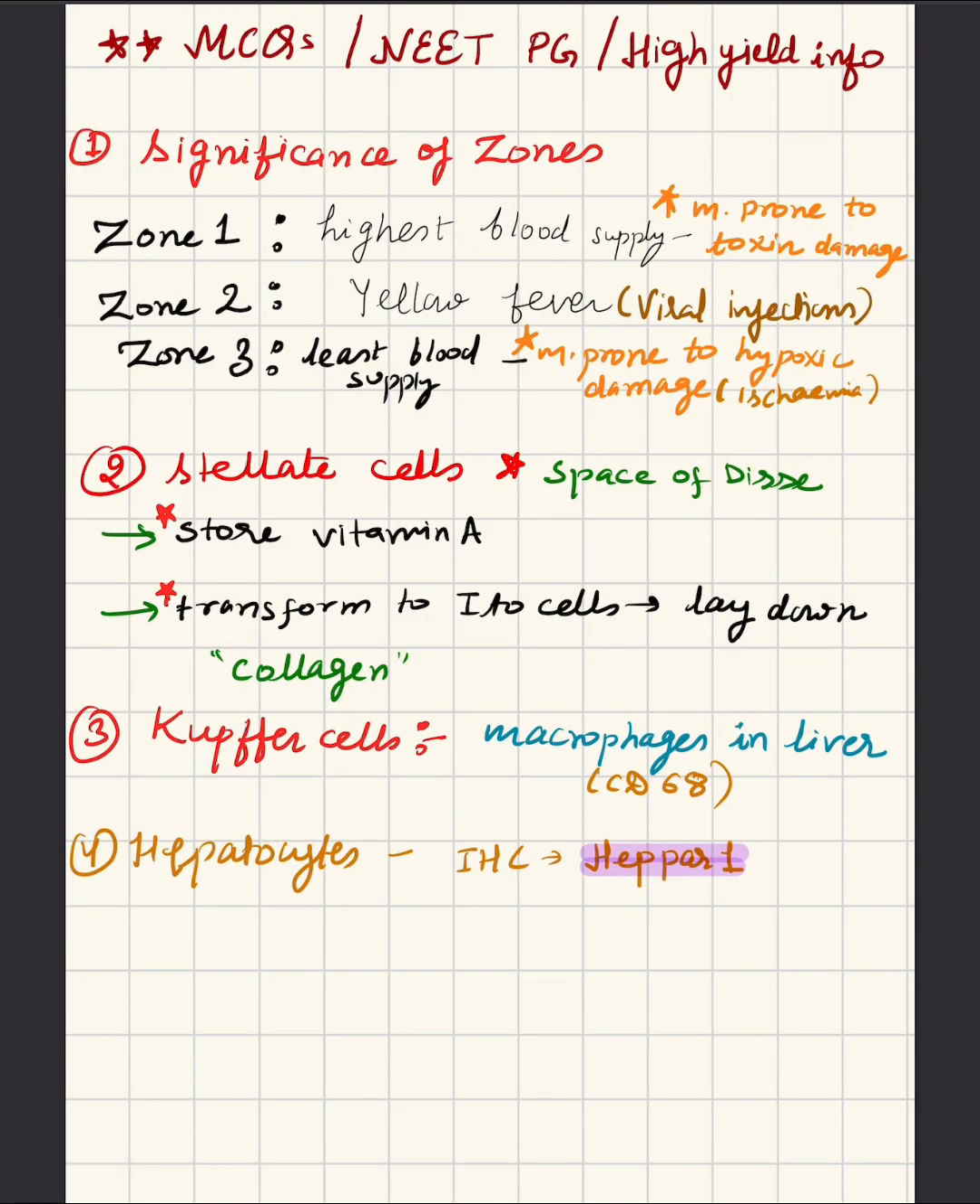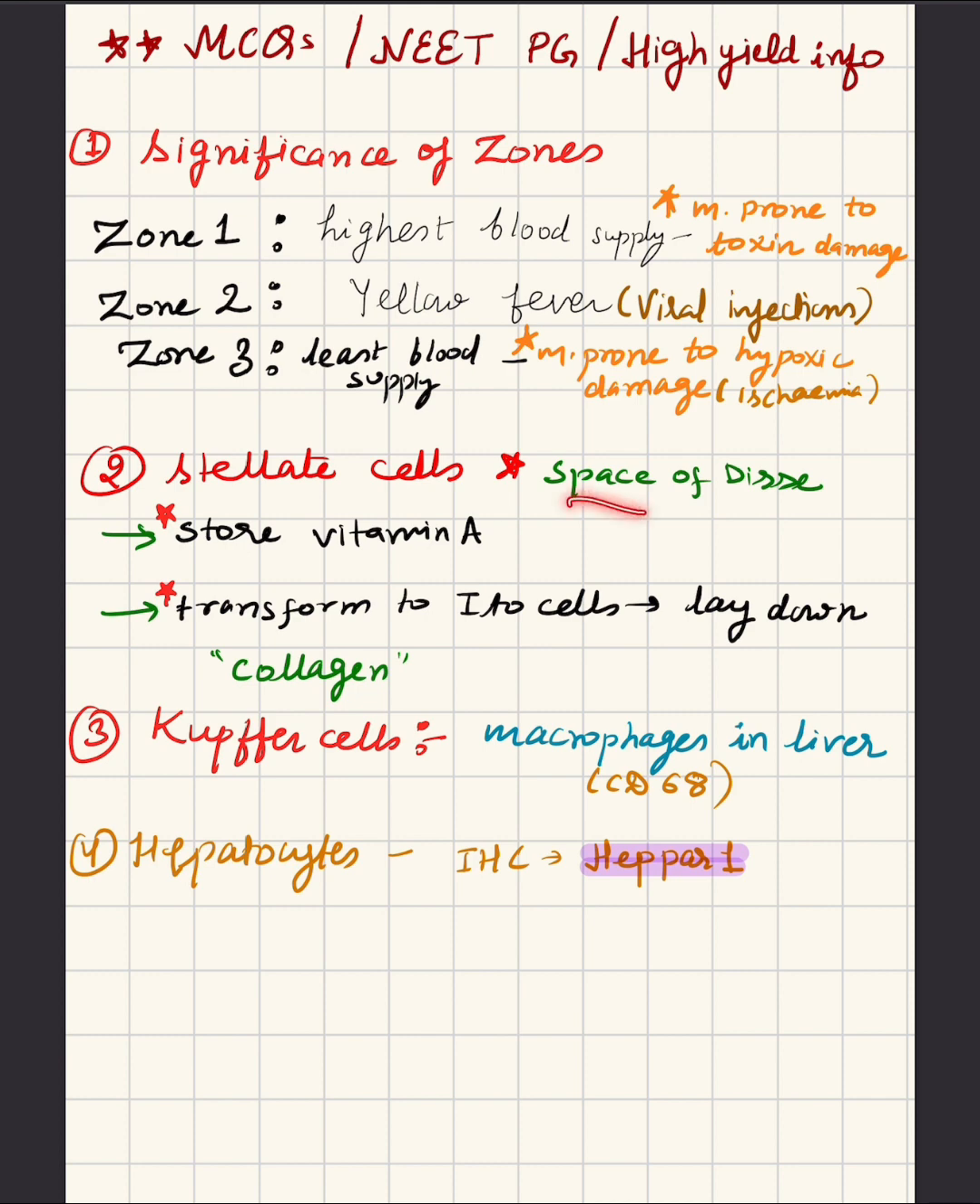Now again the revision of all that I told. The significance of zone 1, which is nearest to the blood supply, is that it is most prone to toxin damage, since it has the highest blood supply. It is periportal. Zone 2 is a mid-lobular region susceptible to viral infections like yellow fever. Zone 3 has the least blood supply, so automatically it is most prone to ischemic damage.